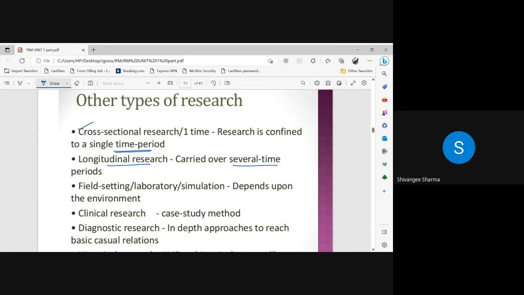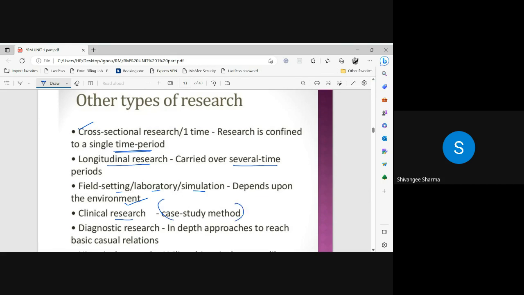You are performing your experiment again and again, say for several time periods, to identify whether it holds true in every kind of environment or not. So that will be longitudinal research. Then field setting, laboratory or simulation, completely dependent on environment. Clinical research, generally done for your drugs and etc. testing, and they are totally dependent on case study method.